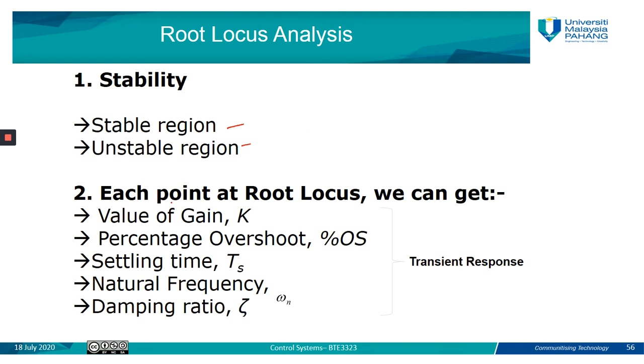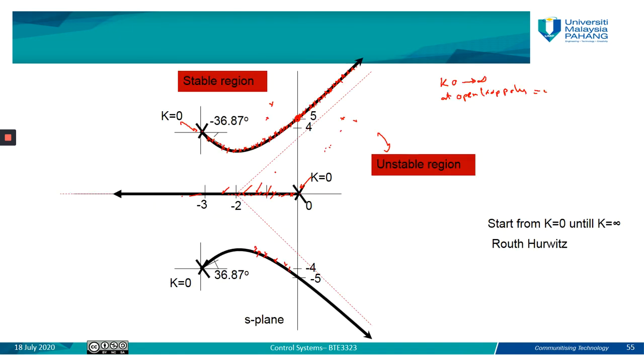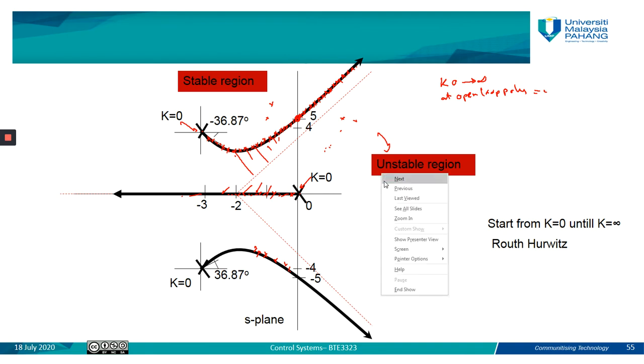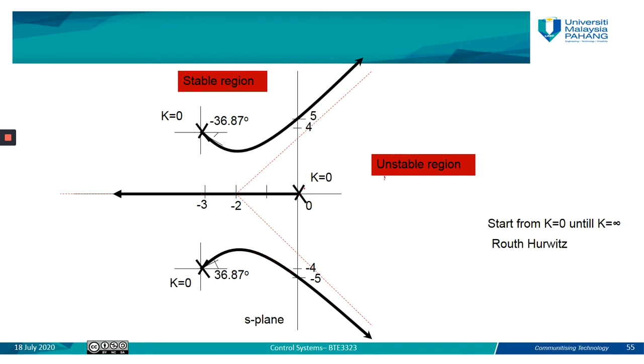Okay. Also, for each point on the root locus, any point here that we select, we can get several parameters. We can find the value of k. For example, in the beginning here, in the first case, the value of k is equal to 0. Then here we have another value of k.